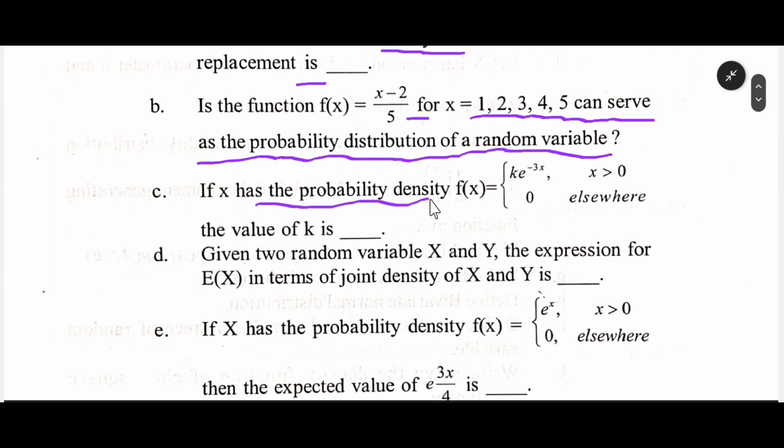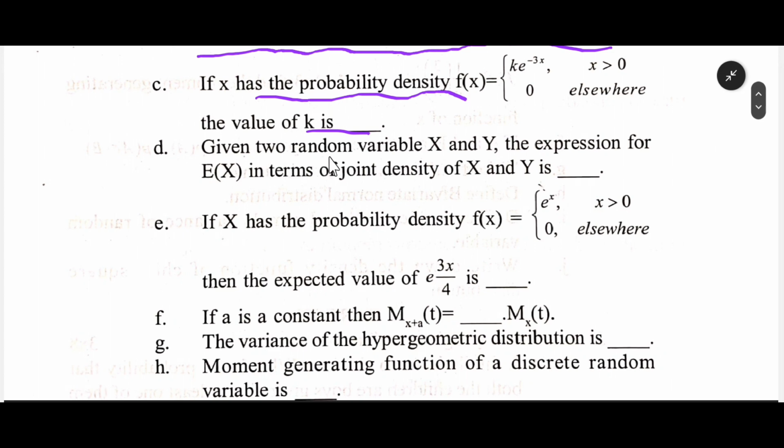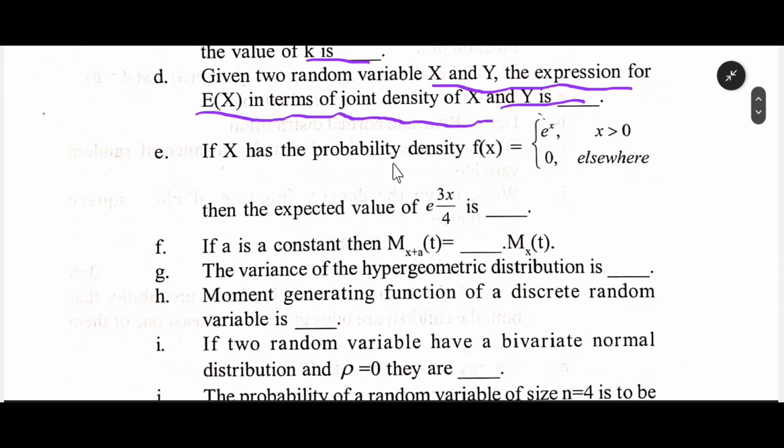If x has the probability density f of x, the value of k is dash. Given two random variables x and y, the expression for E of X in terms of the joint density of x and y is dash.